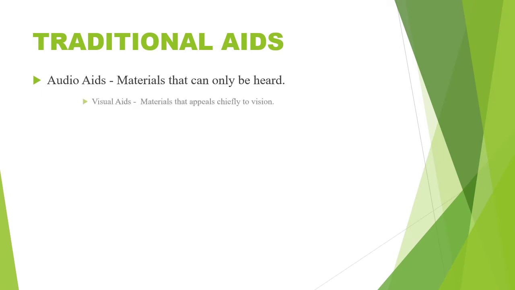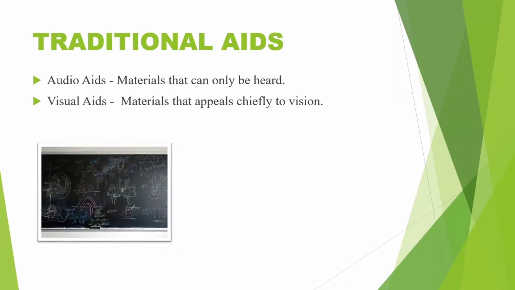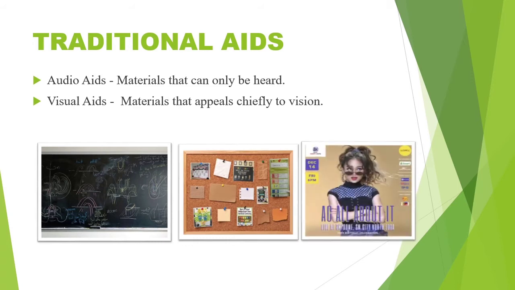Next, we're gonna talk about the visual aids. Materials that appeal chiefly to vision. The main concern here is your sense of seeing. For example, we have blackboard, which is accompanied with chalk, of course, which displays information, as well as the bulletin board and poster. In posters, you can see the 4 W's, which is what, who, when, and where the topic or the event is going to take place.